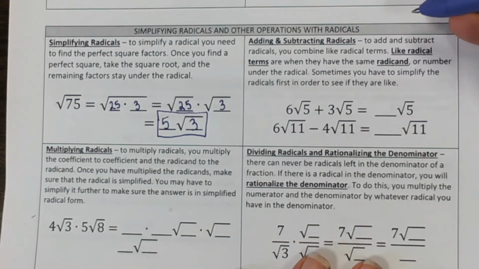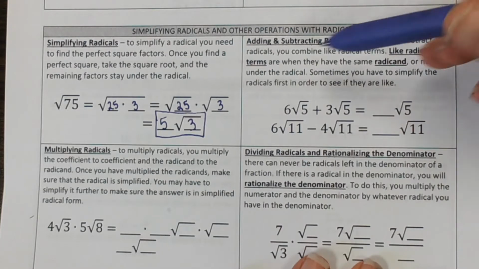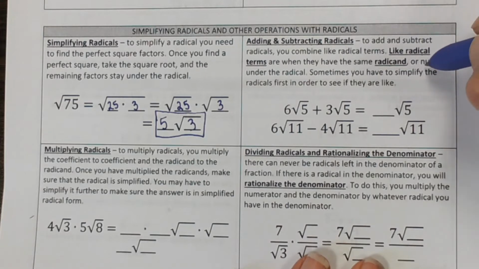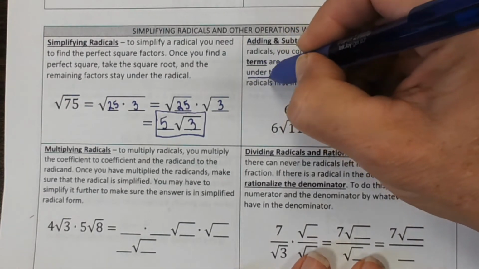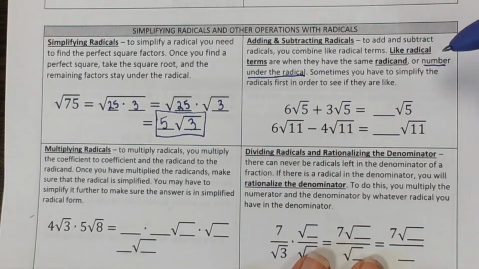All right, adding and subtracting radicals. To add and subtract radicals, you combine like radical terms. Like radical terms are when they have the same radicand, and the radicand is really that number under the radical. So that's what a radicand means. Sometimes you have to simplify radicals at first in order to see if they are like.